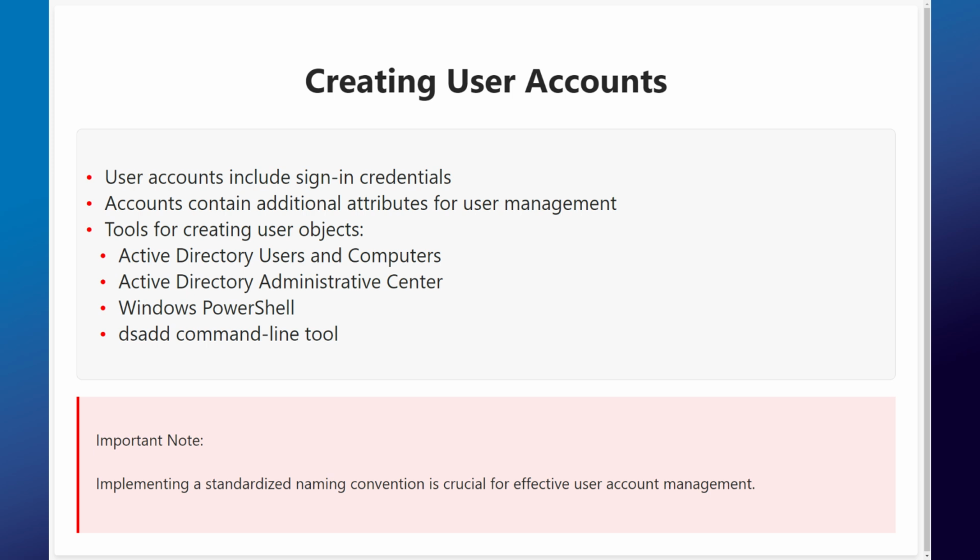Scalability. A good naming convention can accommodate future growth and changes in the organization's structure. Ease of management. It simplifies administrative tasks, such as searching for specific user accounts or applying group policies. By establishing a clear naming convention from the outset, organizations can significantly improve their user account management processes and reduce potential conflicts or confusion in the future.